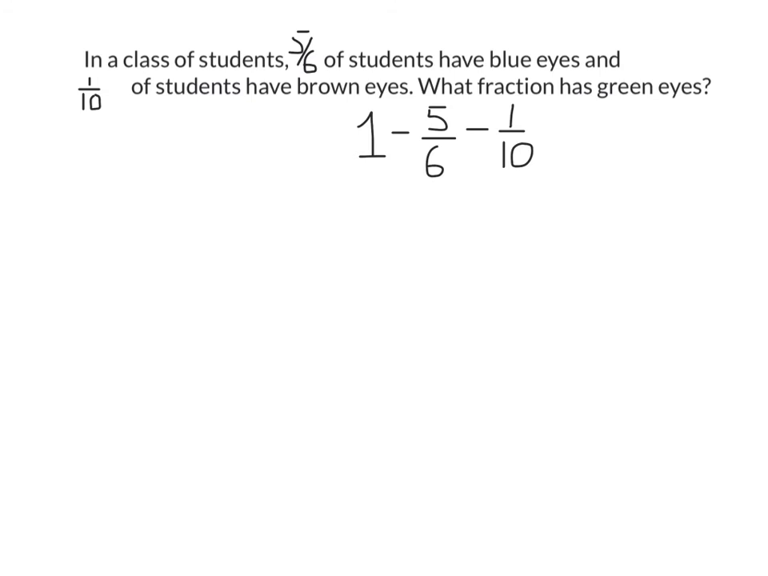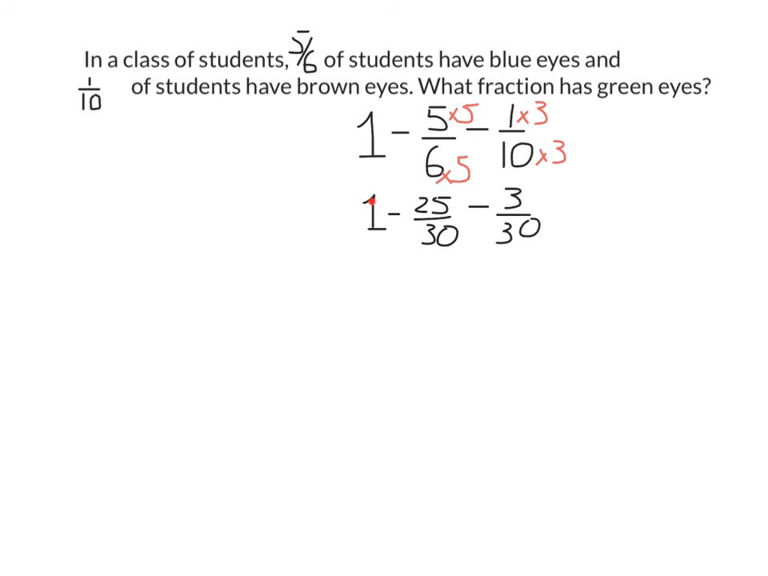So because I'm subtracting, the fractions need to have the same denominator. The lowest number divisible by 6 and 10 is 30. So if I times top and bottom here by 5, the denominator of this fraction becomes 30. If I times top and bottom of this fraction by 3, it will also have a denominator of 30. And that's what I need to be able to subtract, same denominator. So 5 over 6 becomes 25 over 30, and 1/10 becomes 3 over 30.